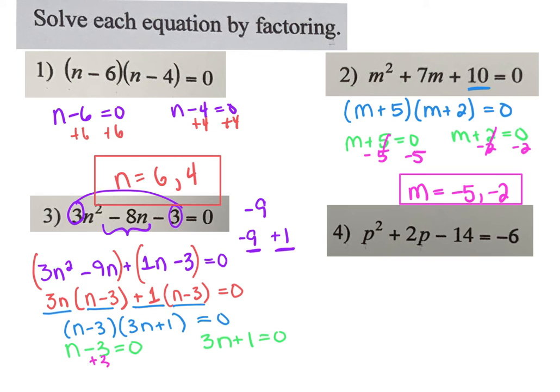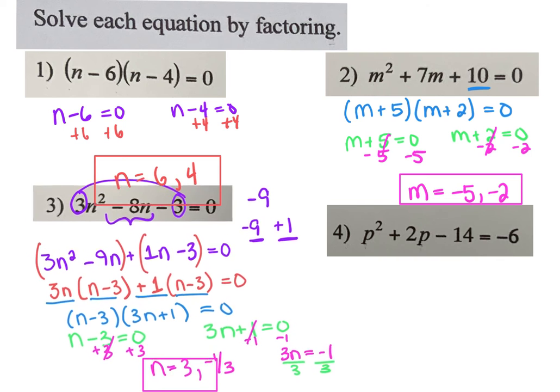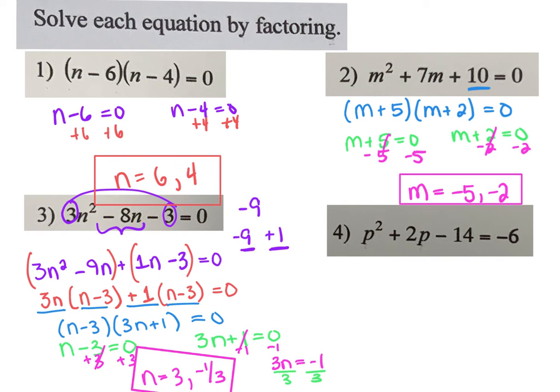So add your 3. N can equal 3. Here you have to do 2 steps. Subtract 1. You have 3n equals -1. And divide by 3. So you have that n can equal 3. And n can equal -1/3. And so those would be our answers here for that one. 3 and -1/3. Concept is the same, factoring is just a little bit different.